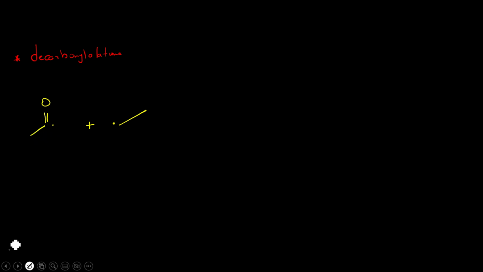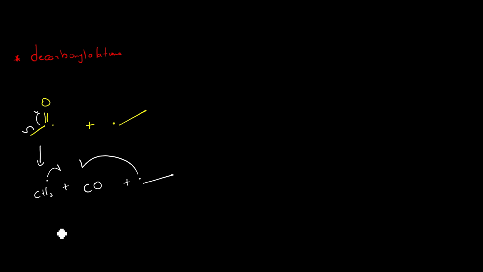Let me draw it in white color. Here, this alpha bond is going to break again. And here we have a CH3 radical. And now we have carbon and oxygen. These two electrons are going to form another bond which releases carbon monoxide. Here we have the carbon monoxide, and this one here is the same. Now these two can join together to form this final result. So this is the decarbonization process.